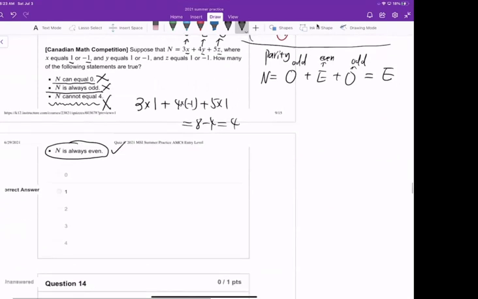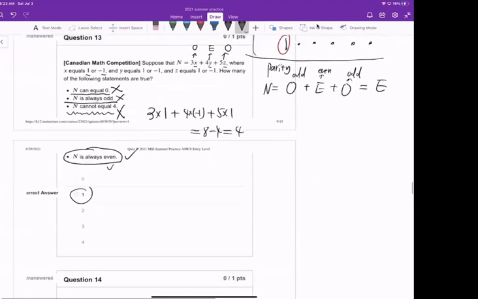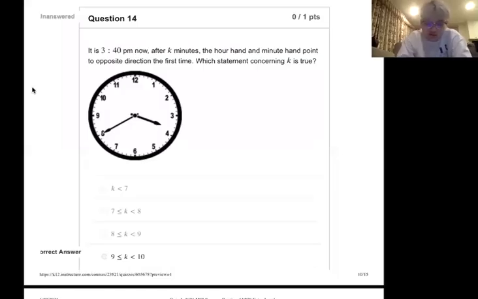As a conclusion, there's only one statement that is correct: n is always even. Question 14. It is 3:40 p.m. now. After k minutes, the hour hand and minute hand point in opposite directions for the first time. Which statement concerning k is true? So we need to calculate what value k is.